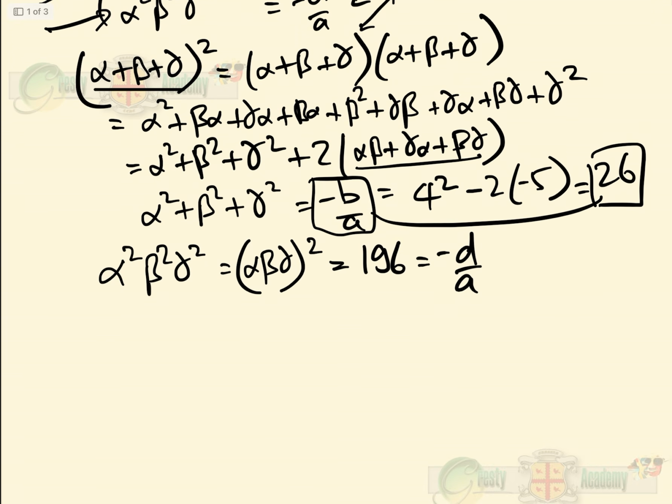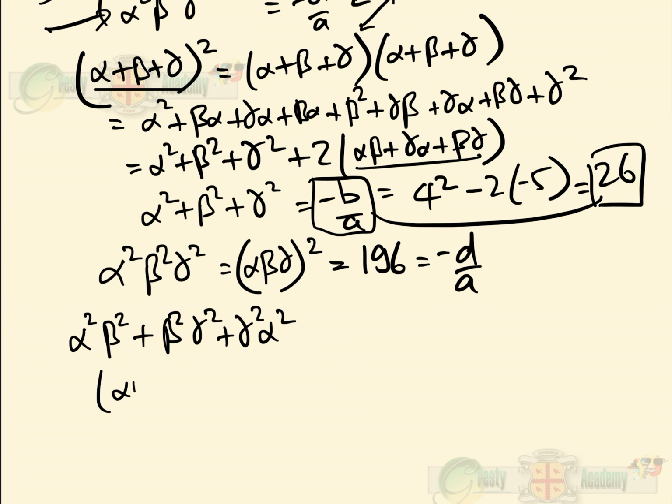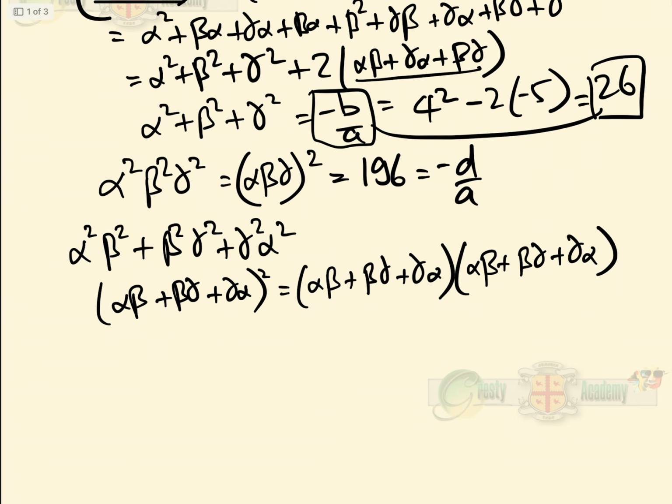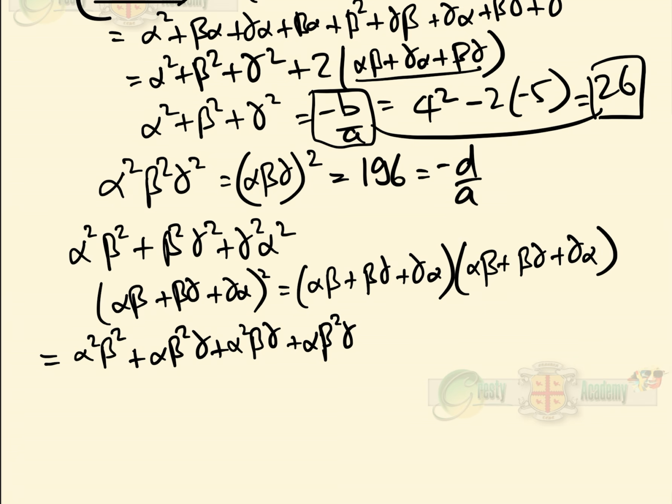Okay, so let's have a look at how we're going to do alpha squared beta squared add beta squared gamma squared add gamma squared alpha squared. What we're going to have to expand is alpha beta add beta gamma add gamma alpha squared, which is alpha beta add beta gamma add gamma alpha times alpha beta add beta gamma add gamma alpha. This is alpha squared beta squared add alpha beta squared gamma add alpha squared beta gamma add alpha beta squared gamma add beta squared gamma squared, and you can see there's the first one and here's the second one of what we want.